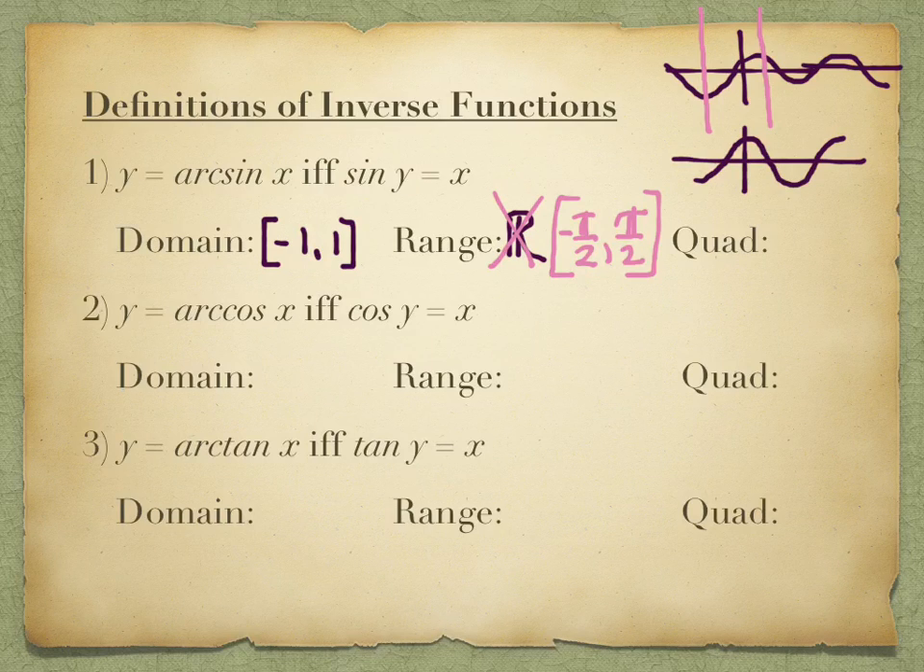Right? What are my range values, my y values on that graph? Yeah, negative 1 to 1, right? Same as sine, no differences. So those range values are my domain values for the inverse. So from negative 1 to 1.